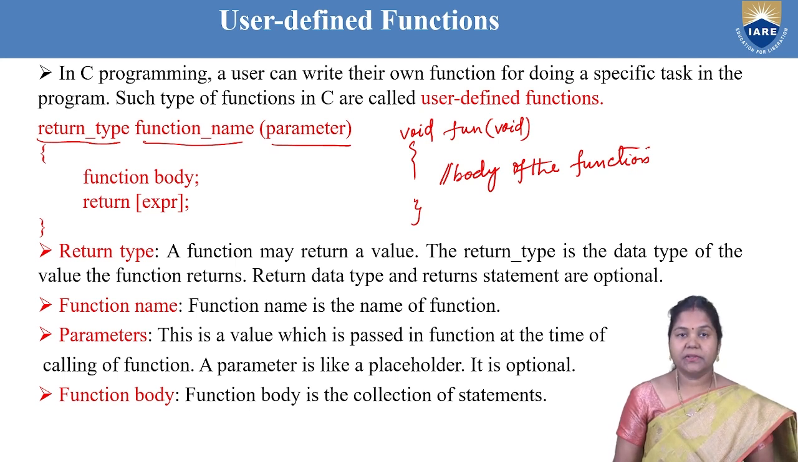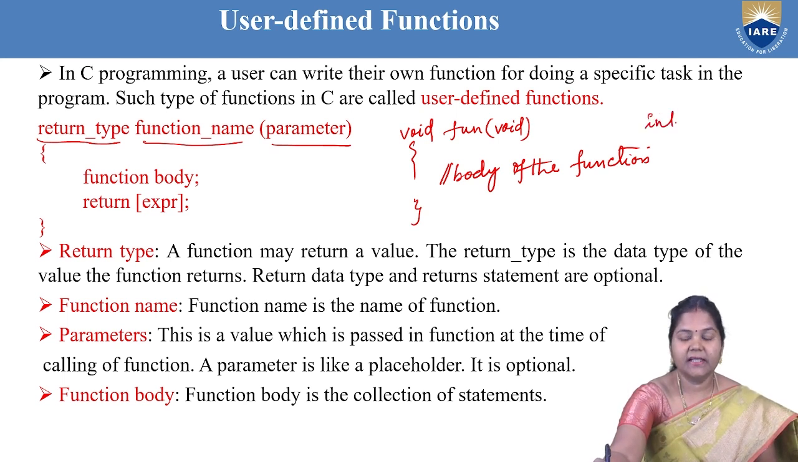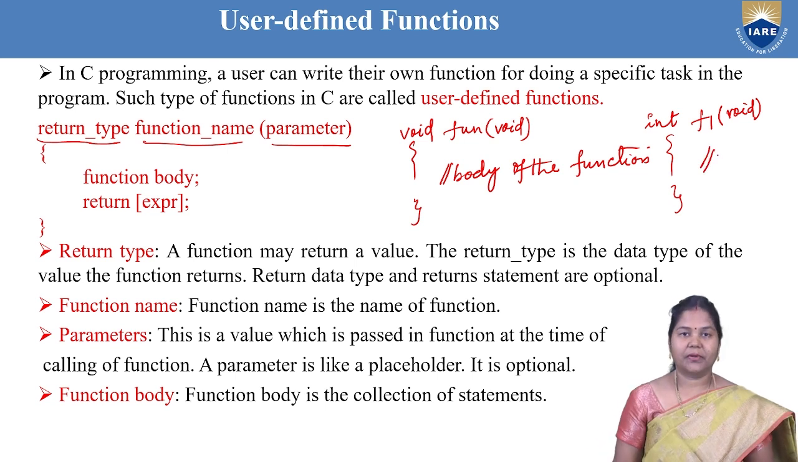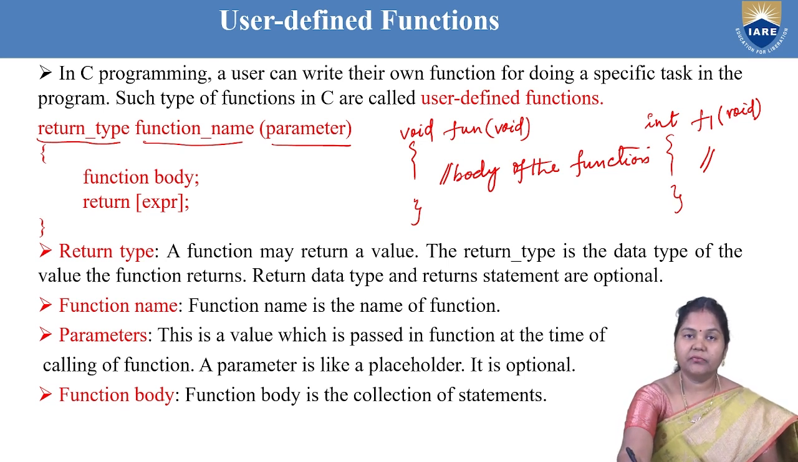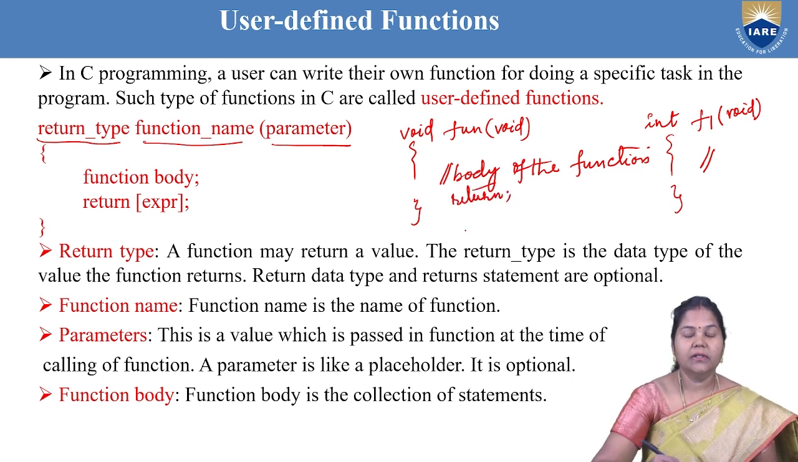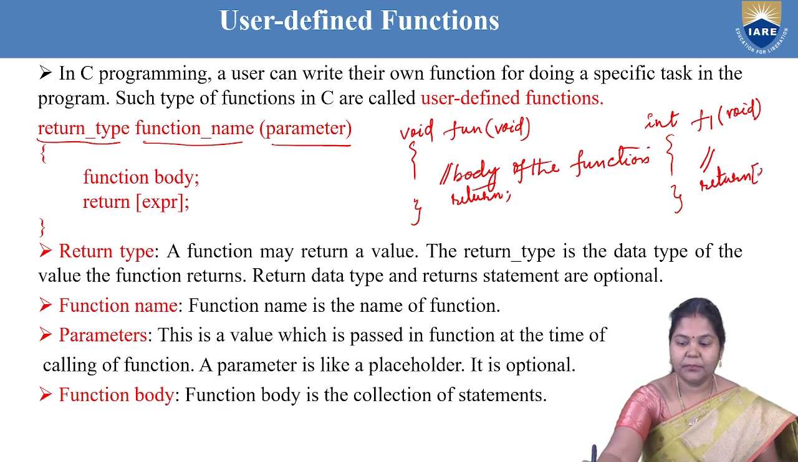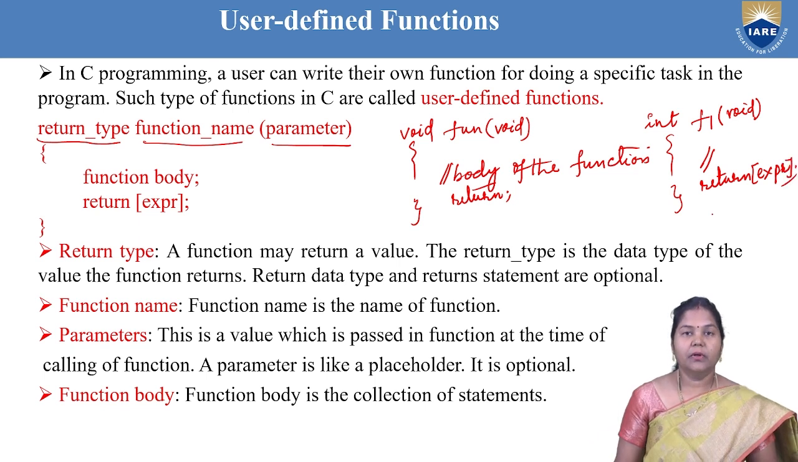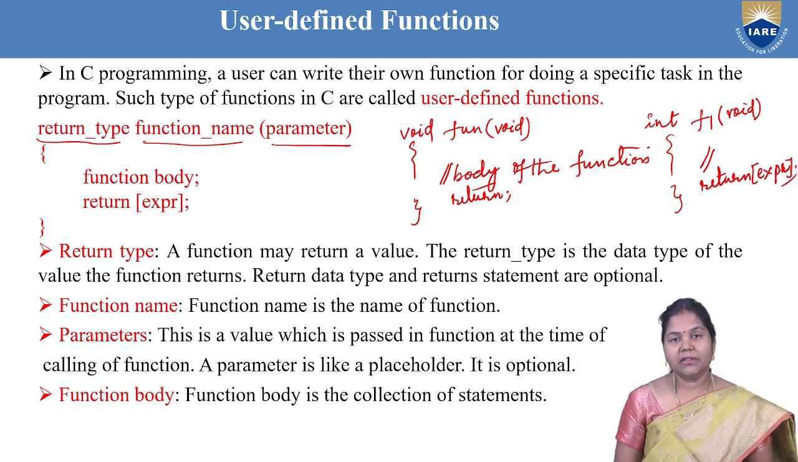Now, if the function specifically returns a particular type of data, suppose it returns an integer, then you write int, f1 is the function, and it takes no argument, so you write void, and then you mention the body of the program. This way the function definition is written, and the last statement in any function is the return statement. If the function returns any value, then you write return with some expression. If the function returns nothing, then you can use a simple return like this. If you do not mention the return statement, the control by default returns to the calling program.